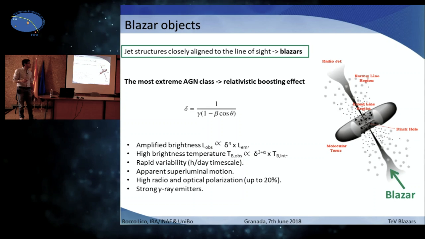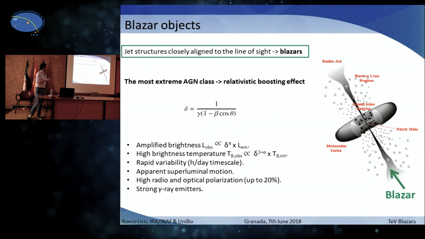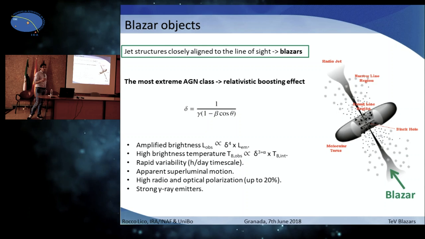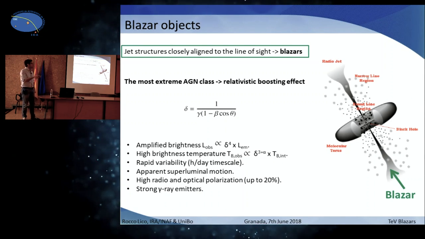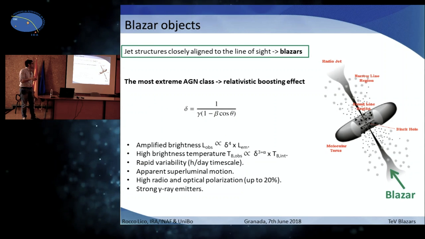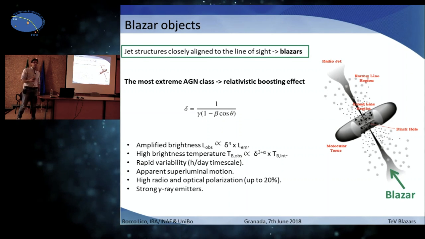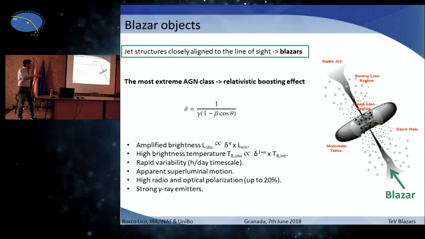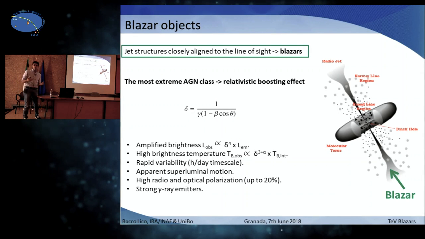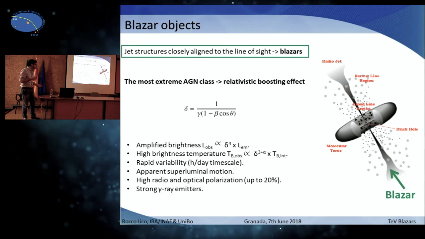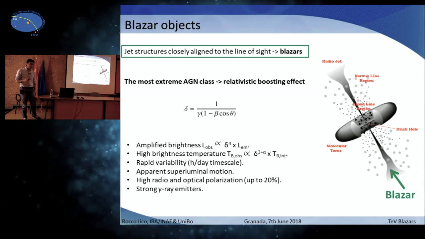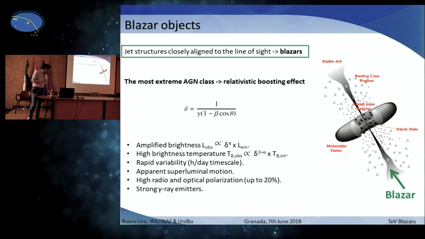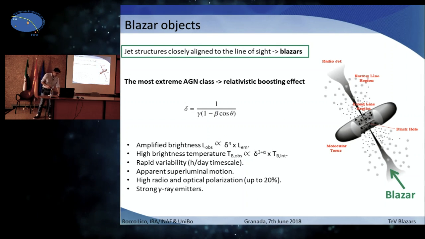Other peculiar properties of blazars are that they show very rapid variability on time scales from days to a few hours. And it's also usual to find in these relativistic jets apparent superluminal motion, which is quite common in blazars. Their emission is mainly non-thermal, and they show also a high degree of radio and optical polarization, up to 20%, which allows us to obtain important information on the topology and on the structure of the magnetic field in such sources. And then another important thing is that such sources are strong gamma ray emitters. We're going to talk about this later, in much more depth in the next slides.